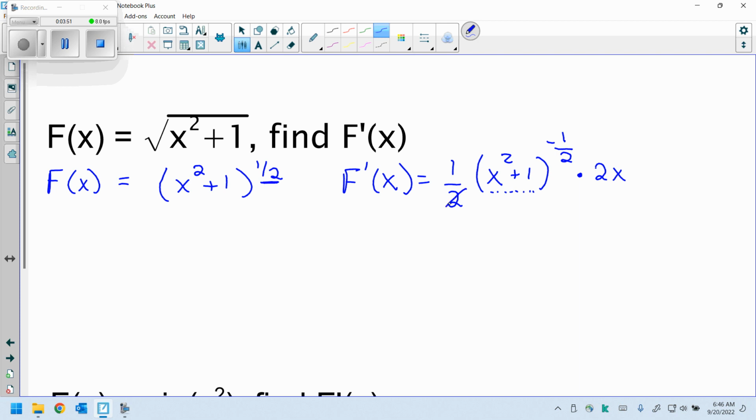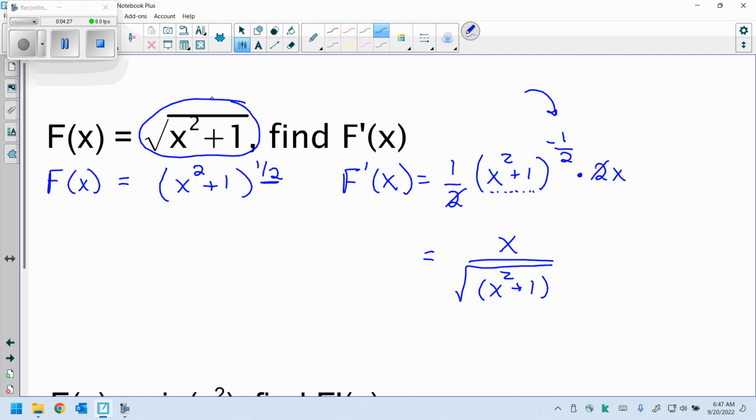I think this 2 would cancel with this 2. I think we're going to have a fractional answer because of the negative exponent. So I think the derivative is going to have an x on top. And on the bottom, we can call this x squared plus 1 to the positive 1/2, or put it back under a square root, whichever you prefer. Either way is acceptable. That's the derivative. That is the slope of this function at any value of x.